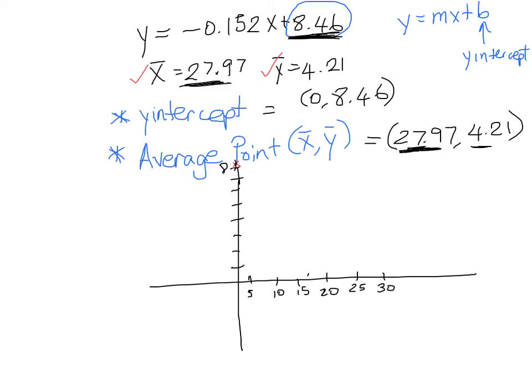And it goes through the average point, which is 27.97 comma 4.21. For 27.97, we have 1, 2, 3, 4, 5, okay, so 27.97 is probably around here, and 4.21 is around here. So we have 27.97 comma 4.21. That's our average point, and over here is our y-intercept. All we need is two points. We can connect our two points and we create the line of best fit.